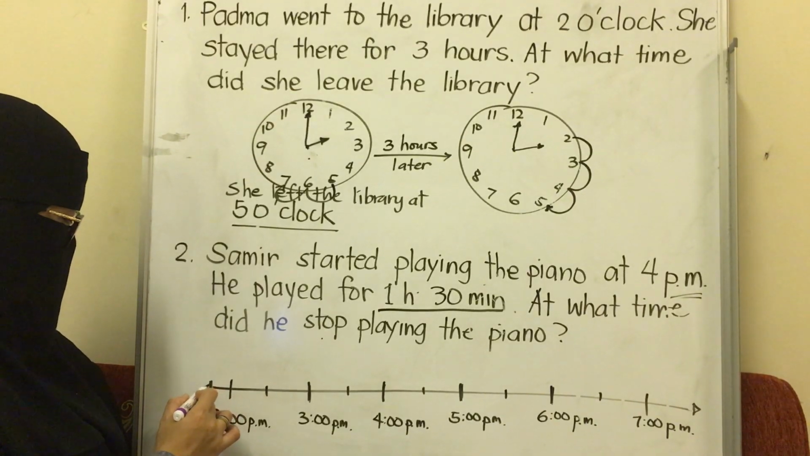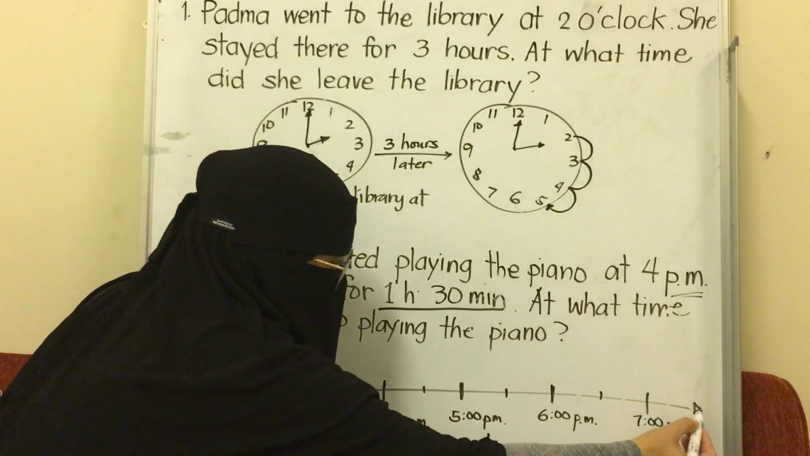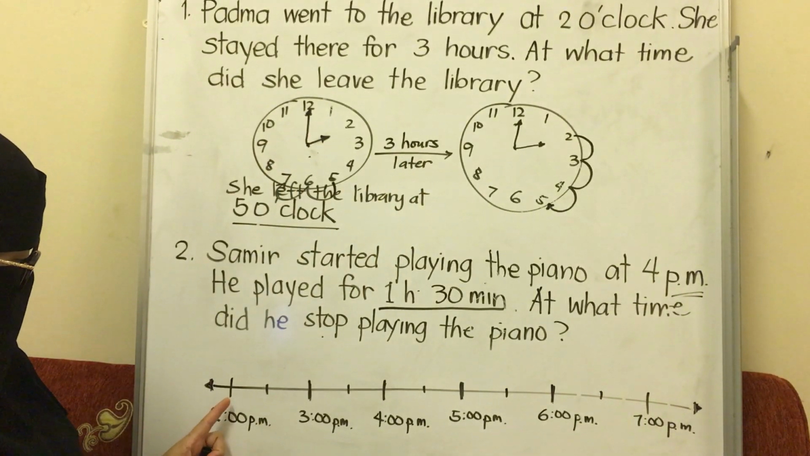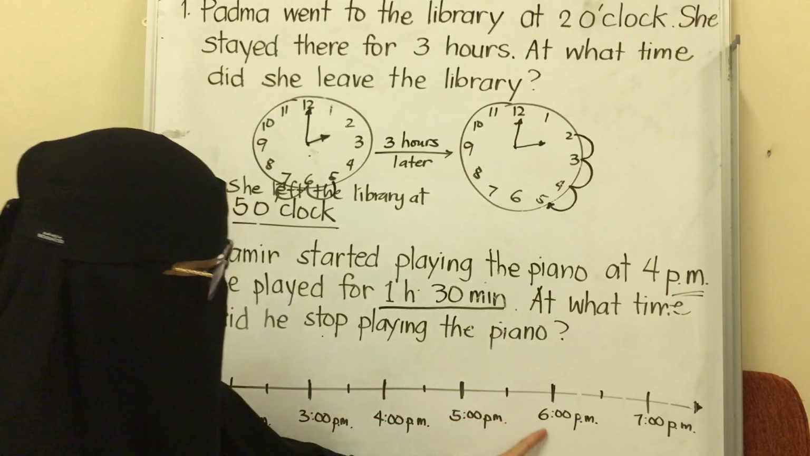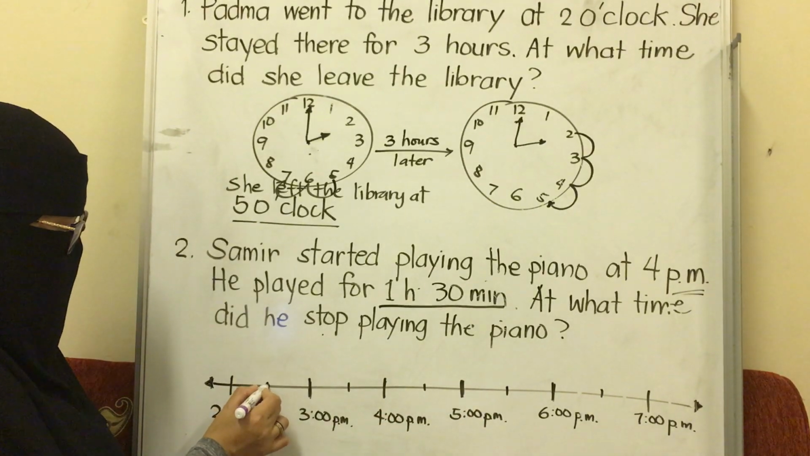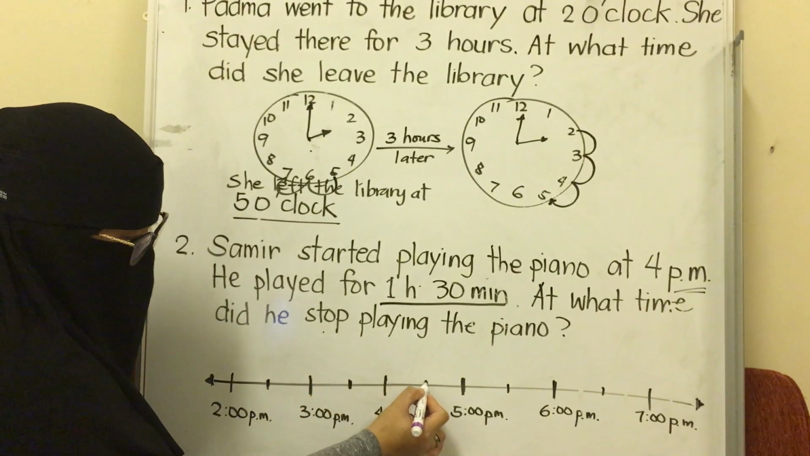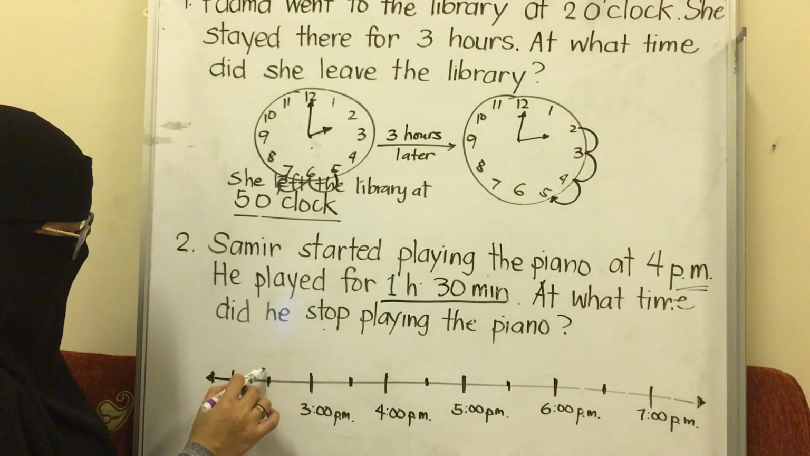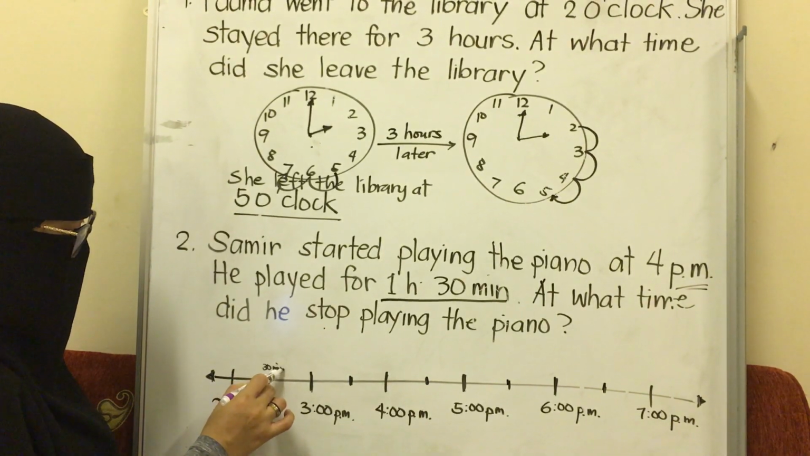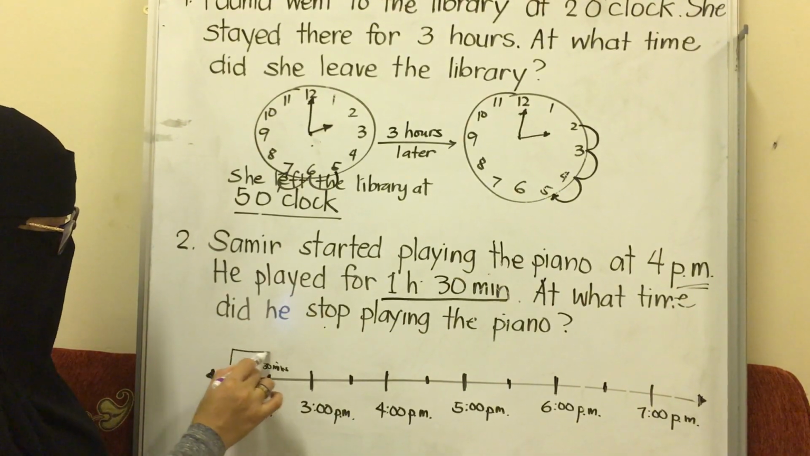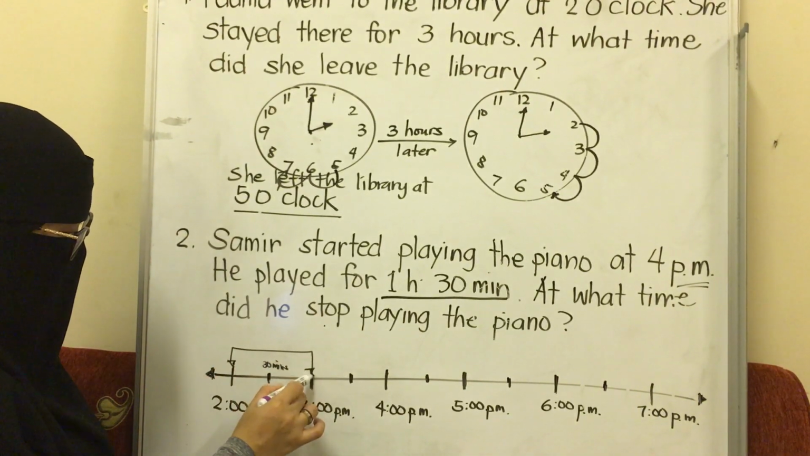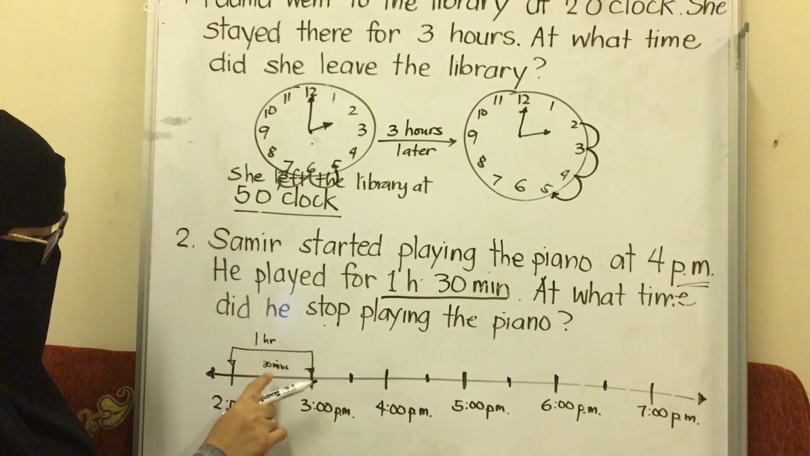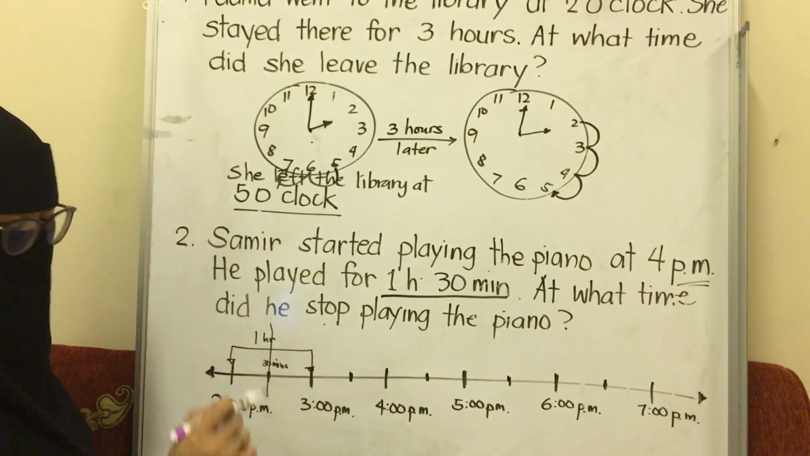So we can use a timeline here. Okay, this is a timeline. We write 2 p.m., 3 p.m., 4, 5, 6, and 7 p.m. Now you will notice that there are lines in between these hours. It means 30 minutes. So this is 30 minutes, because the whole part will be 1 hour, and then half of it will be 30 minutes.